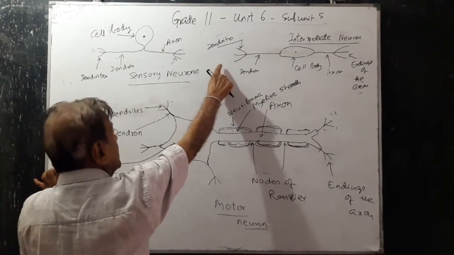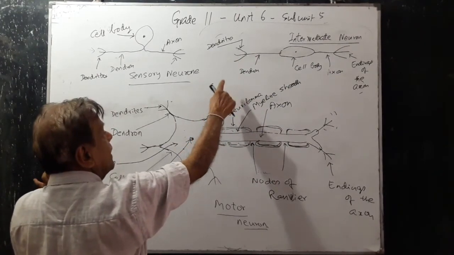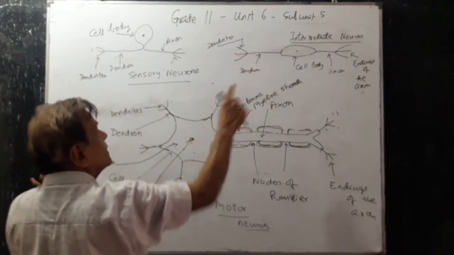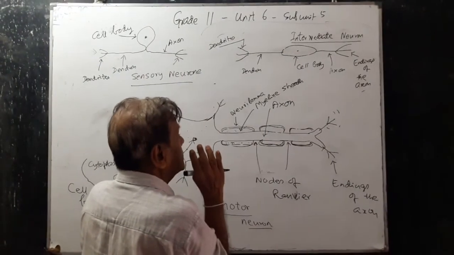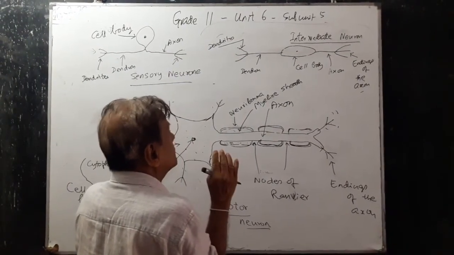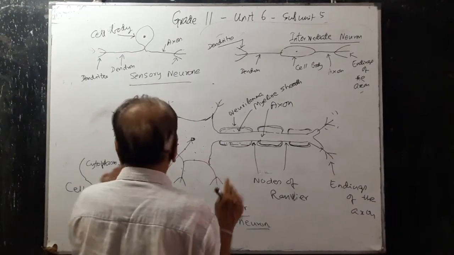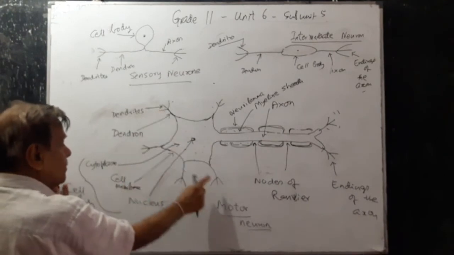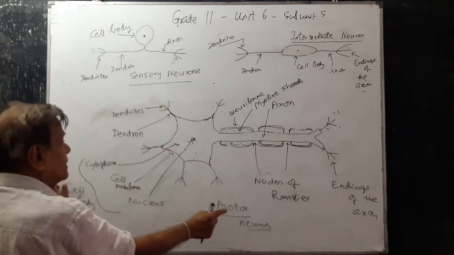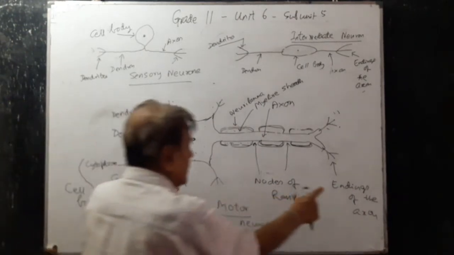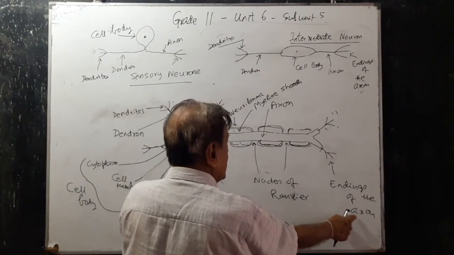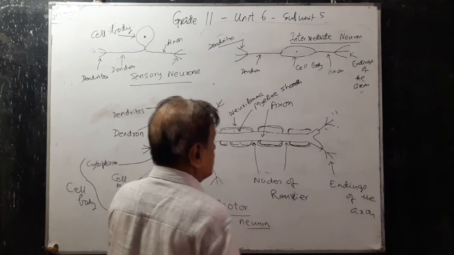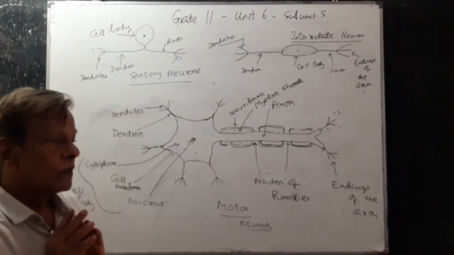Dendrites of the intermediate neurons and also endings of the axons of intermediate neurons are also present in the central nervous system. Not only those actually. Dendrites of the motor neurons are also present in the central nervous system. Endings of the axon of motor neurons are present in the effectors. So you have to remember this. This is very important.